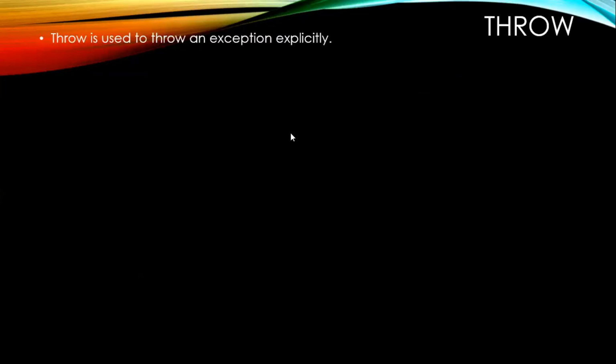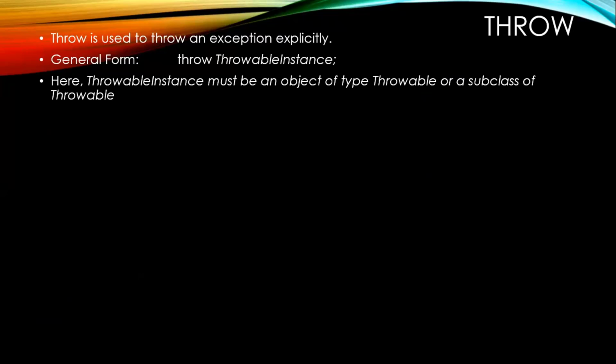Throw is used to throw an exception explicitly, right? Agreed for this one. The general form is throw followed by a throwable instance. Here, the throwable instance must be an object of type throwable or a subclass of throwable. Anything, an object of throwable directly or any subclass. We were using arithmetic exception, that is a subclass of the throwable class.